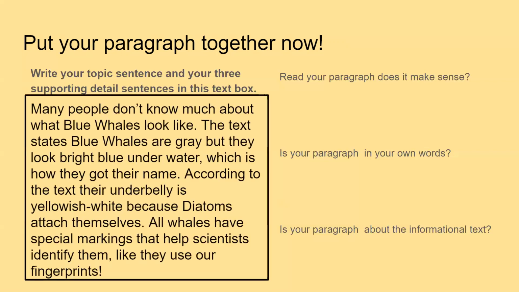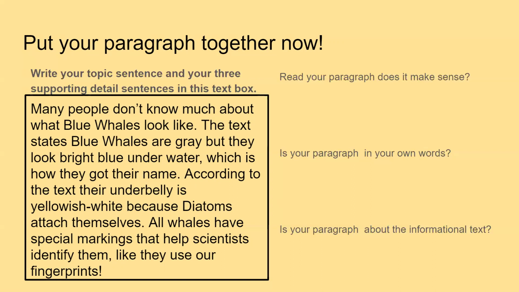This is what mine looked like when I put it together. Many people don't know much about what blue whales look like. The text states blue whales are gray, but they look bright blue underwater, which is how they got their name. According to the text, their underbelly is yellowish white because diatoms attach themselves. All whales have special markings that help scientists identify them, like they use our fingerprints.